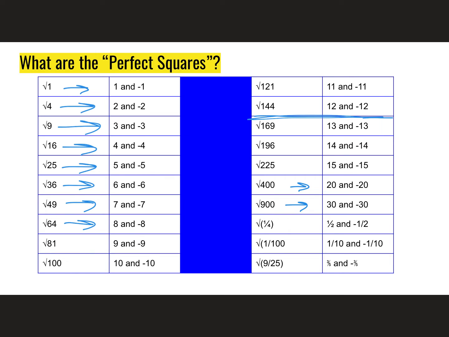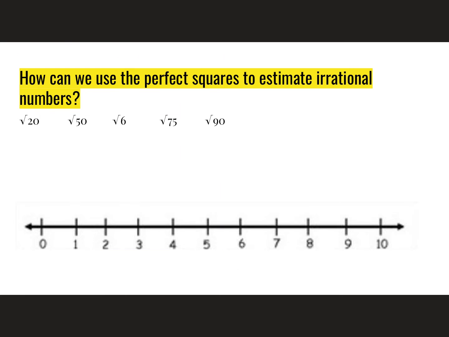Well, what about fractions? Fractions, we take the square root of the top and the bottom. So the square root of 1/4 is the square root of 1 over the square root of 4. Well, I know both of those. It's 1/2 and negative 1/2. Same thing with 1 and 100. I can check the square root of 1, the square root of 100, and so on and so forth. Again, I gave you this list on your notes.